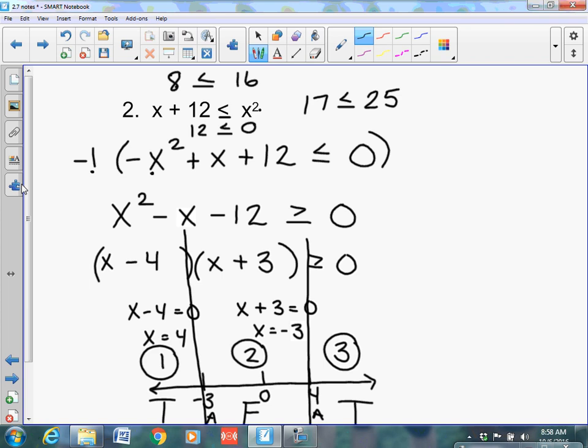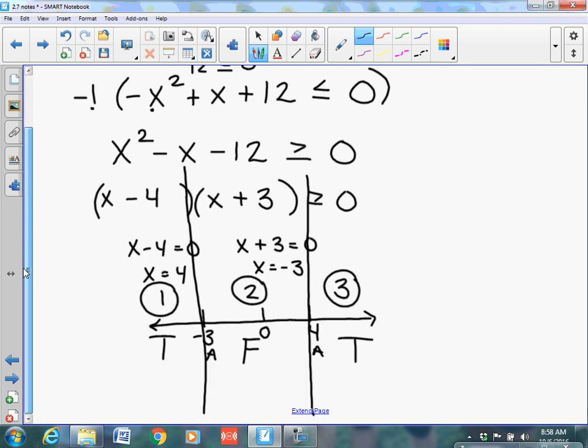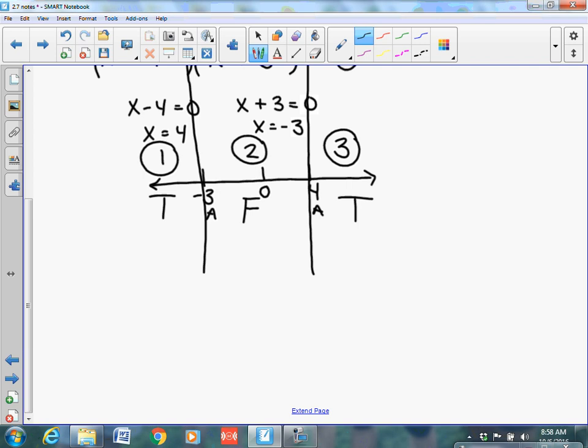there's a less than or equal to, correct? So we have to use brackets in this problem. Final answer is negative infinity to negative 3 bracket, union, bracket 4 to infinity. Final answer.